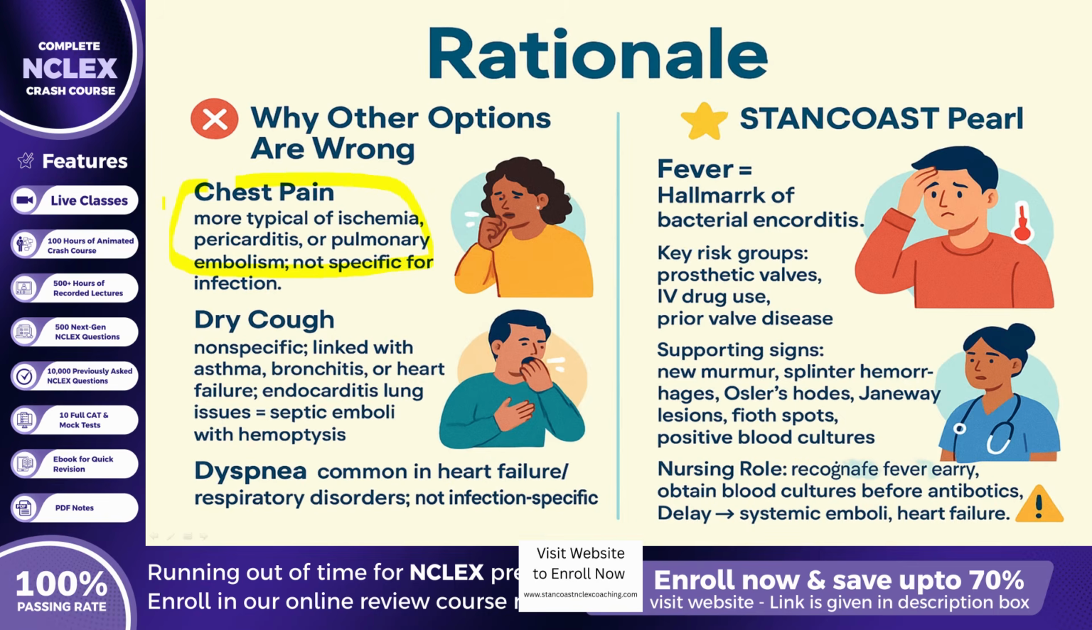A dry cough is nonspecific and generally associated with asthma, bronchitis, or heart failure-related congestion. In endocarditis, pulmonary symptoms are typically more severe, such as septic emboli producing hemoptysis, rather than just a simple dry cough. Dyspnea, or shortness of breath, is a common feature in many cardiopulmonary disorders, particularly heart failure, but it does not specifically point to an infectious process, and therefore cannot be considered the best evidence when compared with fever.